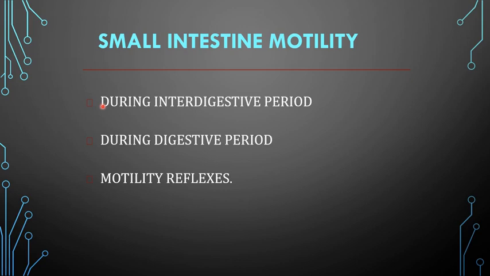So between lunch and dinner there will be an interdigestive period, and during that time there are specific types of movements. And then the digestive period, that is immediately after taking the food, so the digestion process begins, and during that period there will be different types of movements. And lastly, the reflexes associated with the intestine.